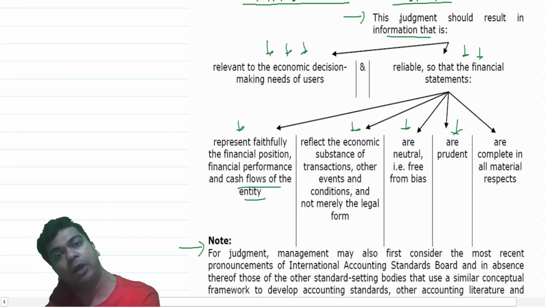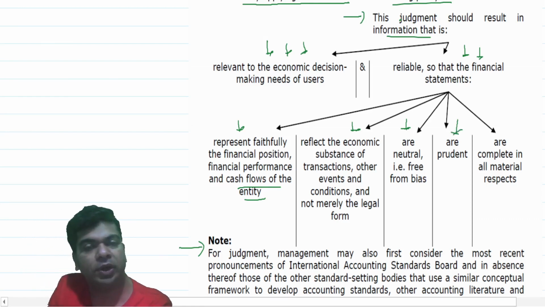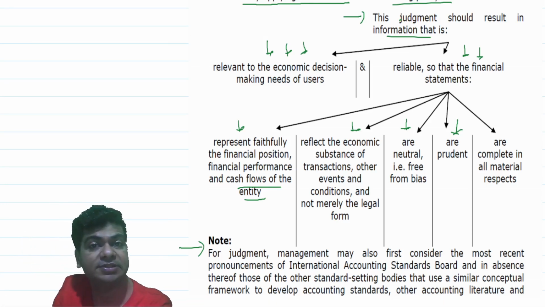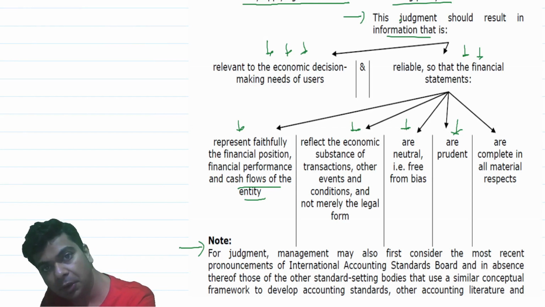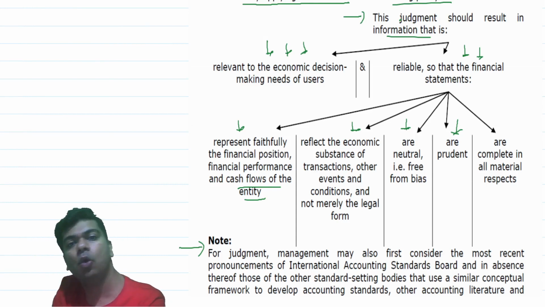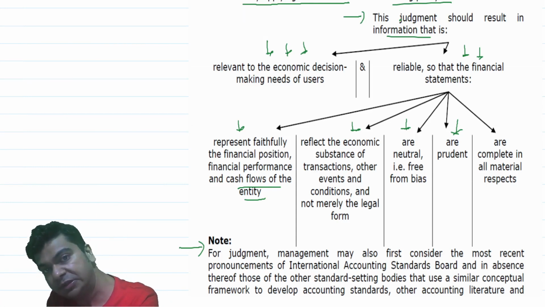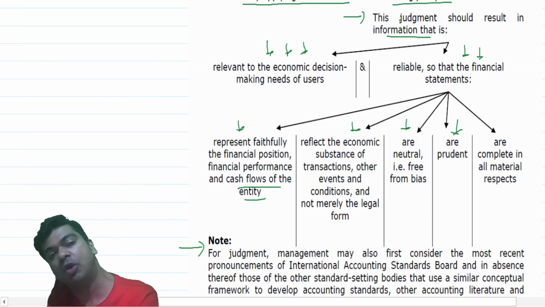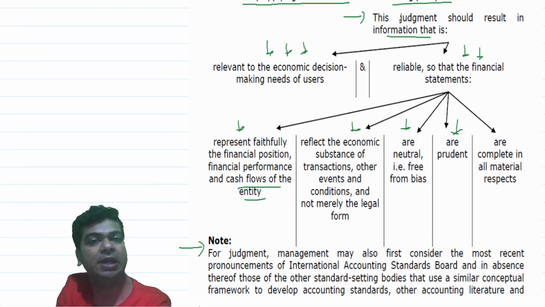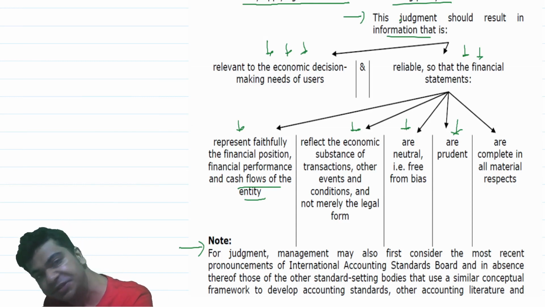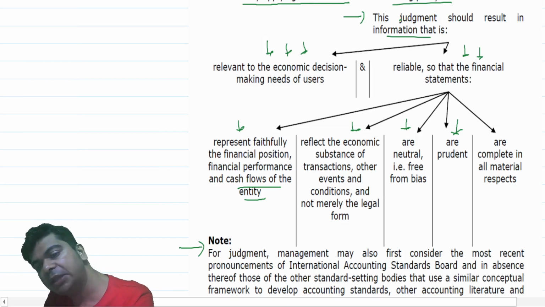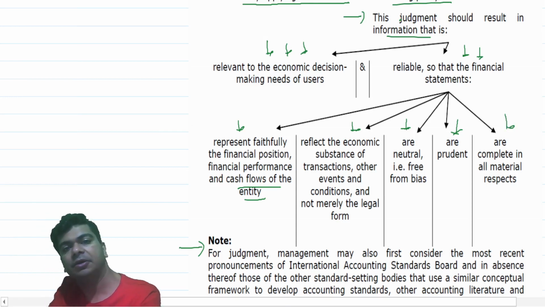Financial statements are prudent. Prudent is referring to the concept of prudence over here, or the age-old concept of conservatism. We know conservatism, right? Future probable gains can be ignored, but future probable losses should be provided for. In other words, there should not be any underestimation of liabilities. There should not be any underestimation of losses which the entity may incur. And they should be complete in all material respects.